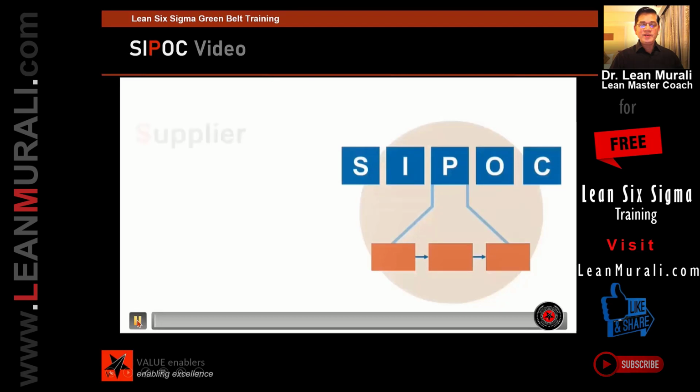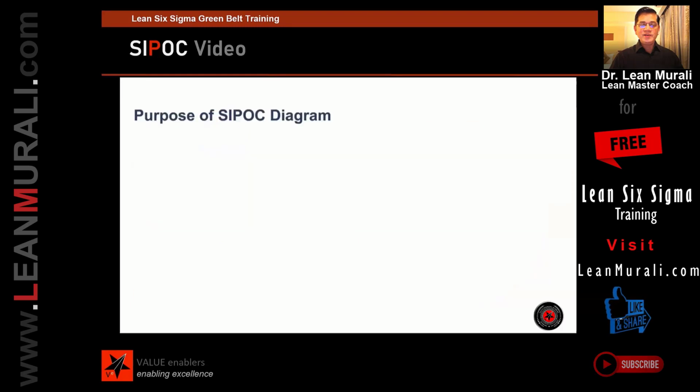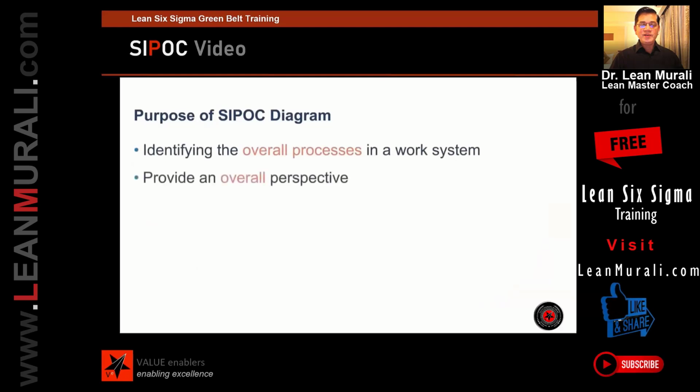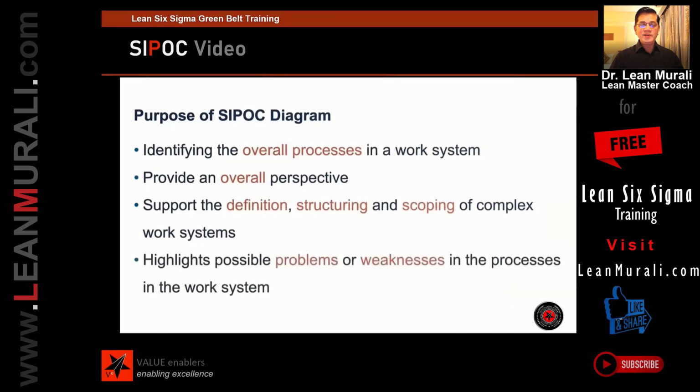SIPOC is an acronym for Supplier, Input, Process, Output, and Customer. The purpose of the SIPOC diagram is to identify the overall processes within a work system and provide us with an overall perspective. It is also great for supporting the definition, structuring, and scoping of complex work systems. And it also gives us the possibility to highlight problems or weaknesses in the processes within the work system.